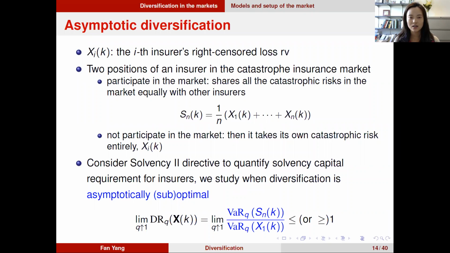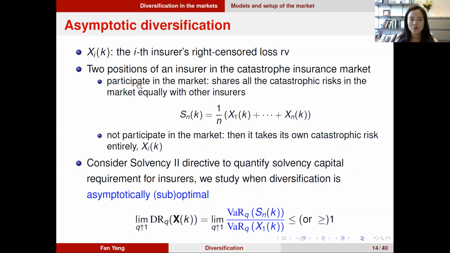Now here is how we really measure the diversification. So that's the setting of the market. Here Xi is the ith insurer's standard loss random variable. That means for the insurer i, it has a liability of K, and when it covers the catastrophe risk Xi, it only covers up to K. So Xi∧K is the insured loss for the insurer i.